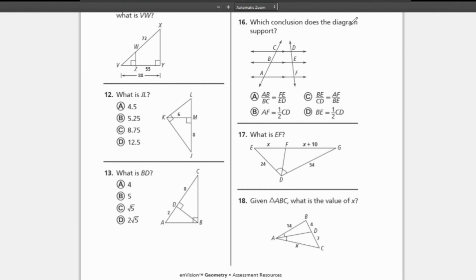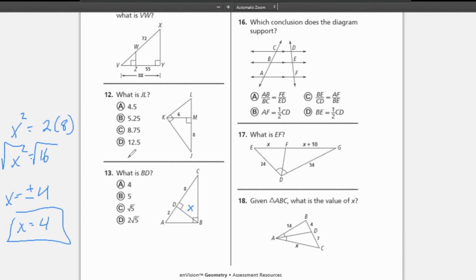Number 13, very similar problem. We're still going to use inside squared is equal to long times short or short times long. It doesn't matter the order. This time my inside is my unknown, so I'm just going to write it as x squared equals, well, 2 times 8. X squared is equal to 16. Take the square root. X is equal to plus or minus 4. But this is geometry and we're talking about length, and length can't be negative. So we are going to have x equals 4. That x equals negative 4 doesn't make sense.